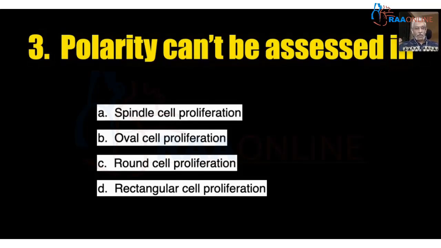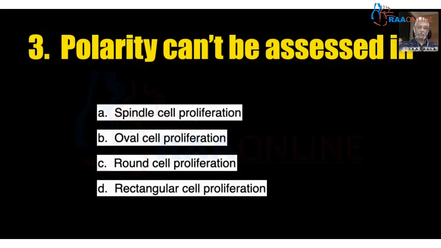The polling has started. Please note it's a negative question. So I request all the attendees to vote in the poll section and not in the comments. Only if you enter your options in the poll section will they be counted in the results. Thank you. Okay, so this poll has ended, and 43% have said spindle cell population, 42% have said round cell proliferation, 2% have said oval cell proliferation, and 12% have said rectangular cell proliferation.